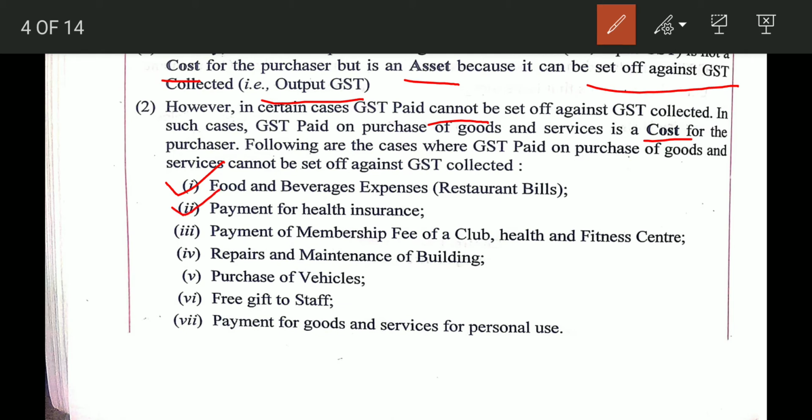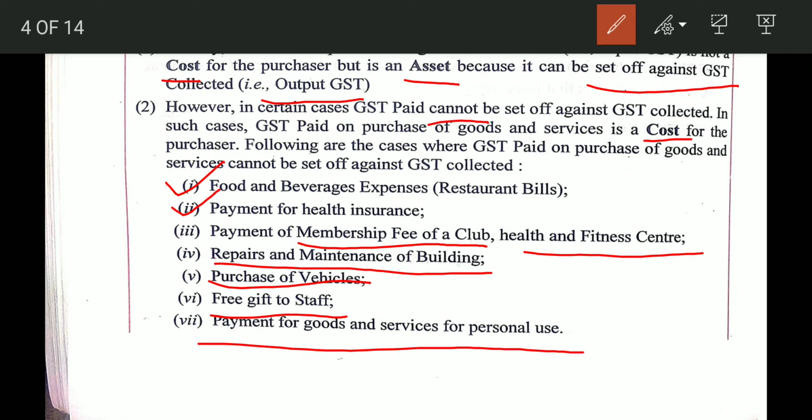Payment of health insurance. When you are paying for health insurance, you cannot set off the GST because further than you, there is no one to sell the goods. You are the ultimate purchaser. Payment of membership of club fee, fitness center, repair and maintenance of building, purchase of vehicle, free gift to staff, payment of goods and services for personal use.